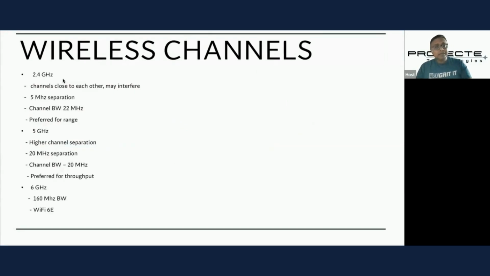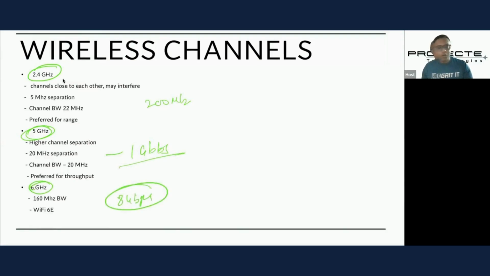Wireless generally has two channels. One is the 2.4 gigahertz channel, which gives you a speed of up to 200 Mbps. And wireless 5G gives you a speed of around 1 Gbps. As of now, these are the two spectrums in use. Once 6G comes in, you will see up to 8 Gbps at your home. Within the next 2 to 3 years, maybe 5 years, we may see 6G coming into our homes.